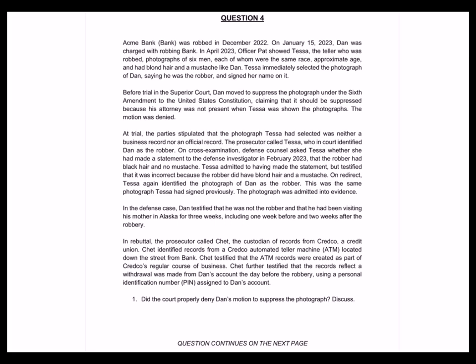Motion to suppress, probably criminal procedure. It's a D name on the California bar. That flags the fact that Dan is a defendant, so I would assume this is a criminal case. Dan has filed a motion to suppress a piece of evidence. Crim pro. What do we have for the rest of the calls?